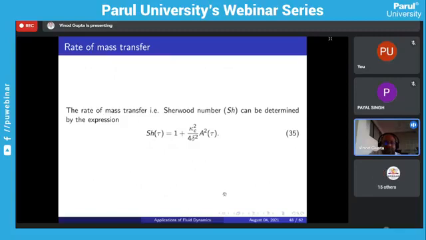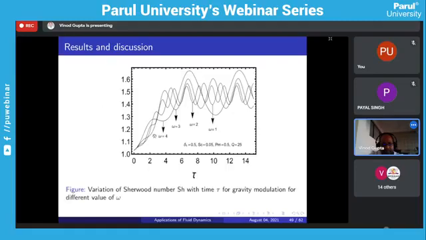And the mass transfer is computed by this. This is the Sherwood number, corresponding to mass transfer. It will tell how the mass transfer is taking place. That is equal to 1 plus kc square by 4 delta square E square tau. And A tau can be obtained from the previous differential equation. After substituting its value, we can determine the value of the Sherwood number. And these are some graphs.